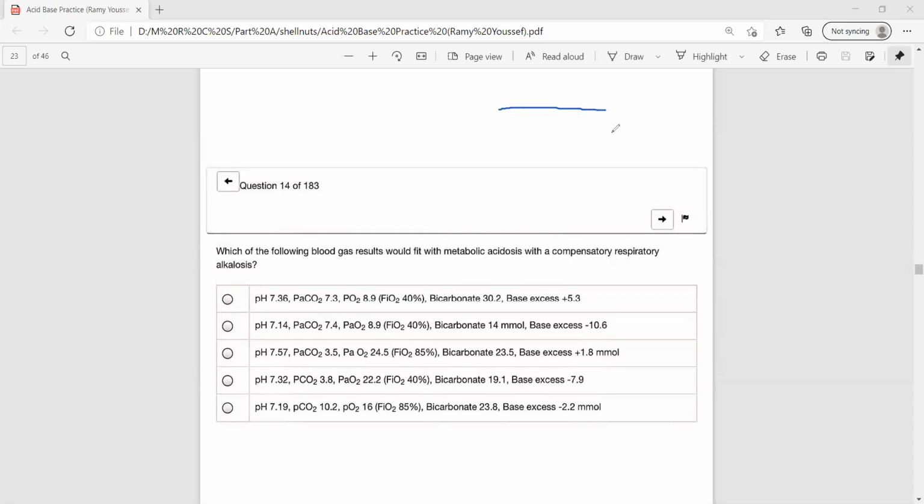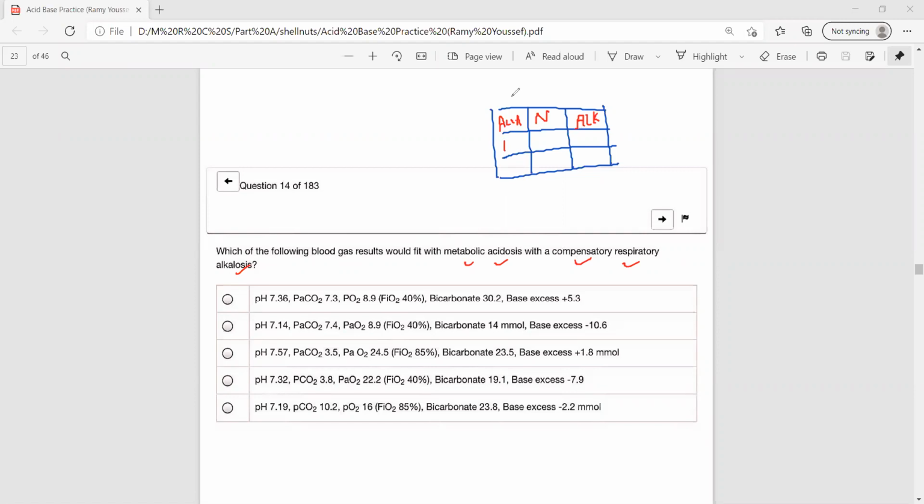Okay, this is our table. Expecting what will happen. This is acid, this is normal, this is alkali. Read the question: which of the following blood gas results would fit with metabolic acidosis with a compensatory respiratory alkalosis? Let's translate this into numbers. This is metabolic acidosis. So the pH will become low, meaning acidosis.